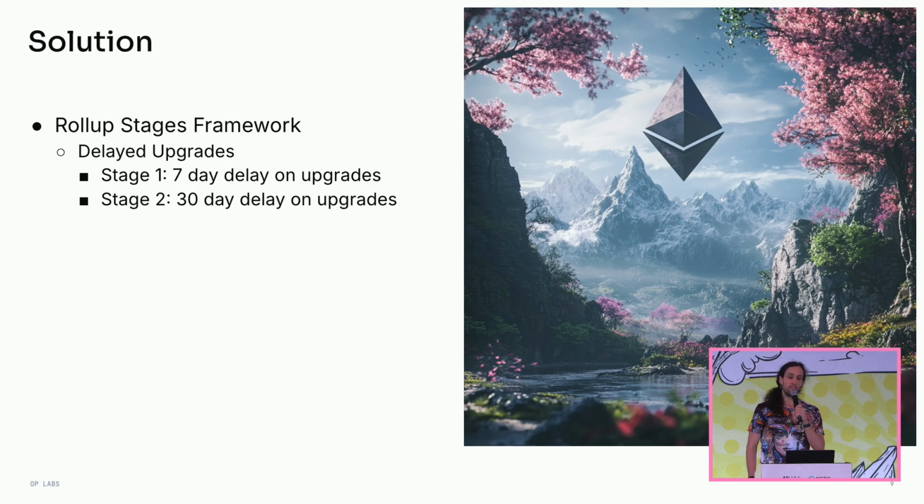So this is why the rollup stages framework exists. We have this idea of a stage 0 rollup, a stage 1 rollup, and a stage 2 rollup. A stage 1 rollup has a forced 7-day delay on upgrades, while a stage 2 rollup has a 30-day delay on upgrades. So what this means is if the chain is changing its rules in a way that you don't like, you have time to exit the chain and go someplace else.